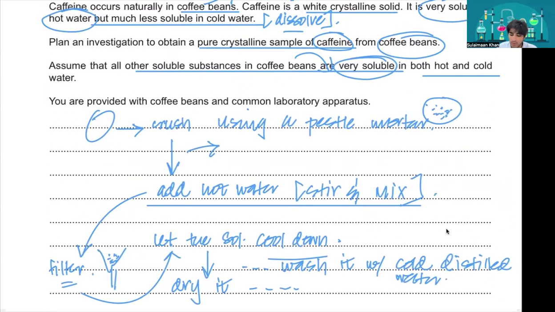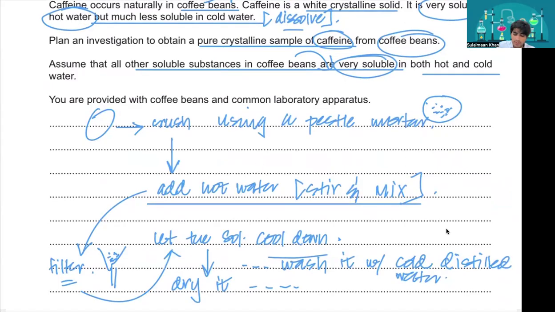But all the other things would still be soluble. So caffeine would start to make a solid and all the other things would still be soluble. So I think this is a more logical way of going about it. You crush it using a pestle and a mortar, you immediately add hot water and stir, and to ensure that some of the solid coffee bean particles which may be left behind are removed in totality, you filter it.